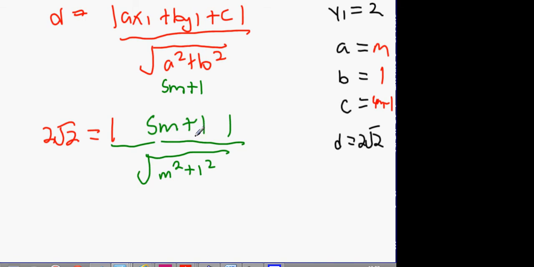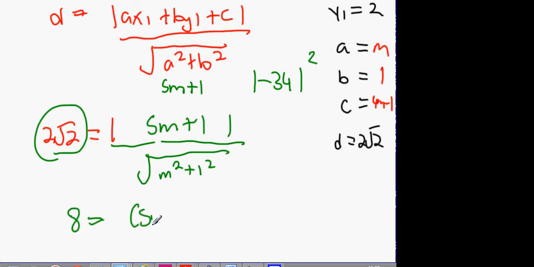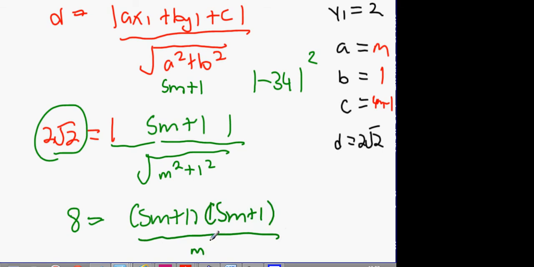Square both sides. When you square a modulus, if it was minus 34 and I squared it, I still get the same thing as plus 34 squared, correct? And so I'm going to square this. When I square 2 root 2, I get 8, because that turns into 4, that turns into 2, I get 8. I have to square 5m plus 1 squared, which is the same thing as 5m plus 1 multiplied by 5m plus 1. Then what I get on the bottom is m squared plus 1. You get rid of the square root sign.